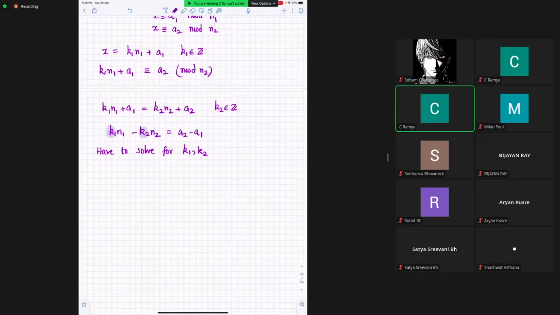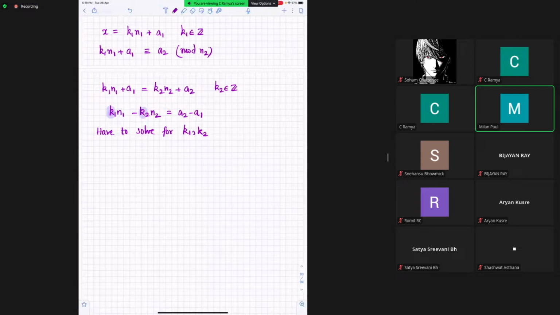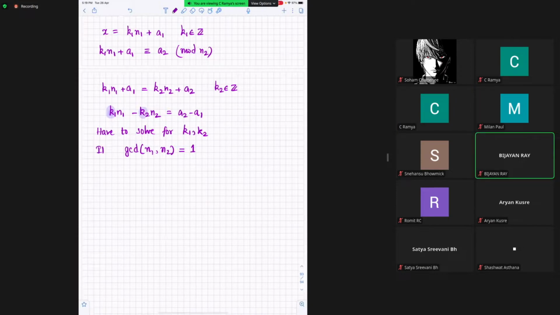When does this equation have a solution according to Bezout's theorem? GCD of N1, N2 divides A2 minus A1, right? But now I don't know what A2 minus A1 is. So what is that number that I can fix the GCD of N1, N2 to be to guarantee that no matter what A1, A2 is, there will be a solution? 1, right? So if this is true, then certainly there exists a solution.